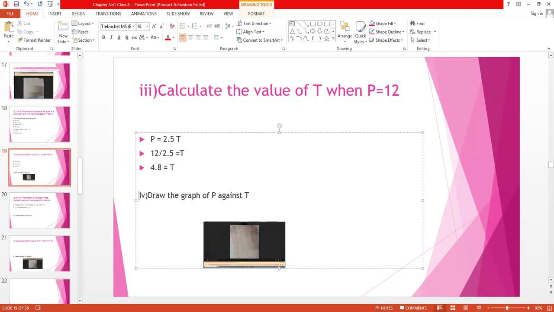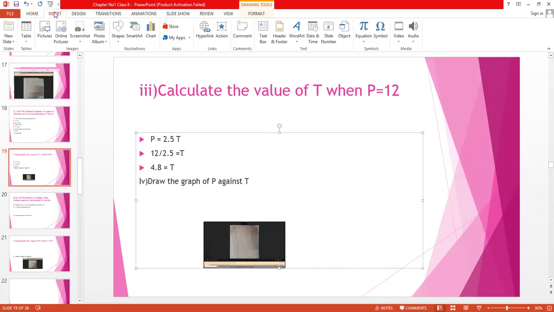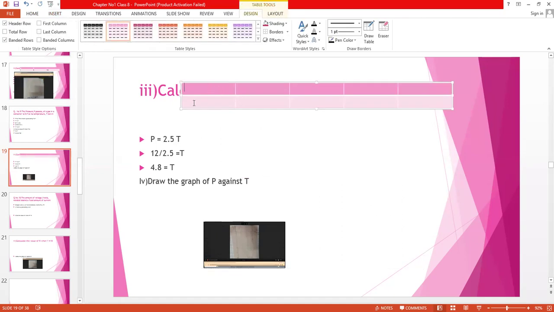Now we move towards the last part. But before doing the last part, again, we have to use this connecting equation, P is equal to 2.5T, and we have to insert a table. The variable which is written on the right side is the independent variable, and we have to take its values. So again, I take a table here. On the right side, which variable is given? T. So T is the independent variable. First, you take its values, and the value of P depends upon the value of T.